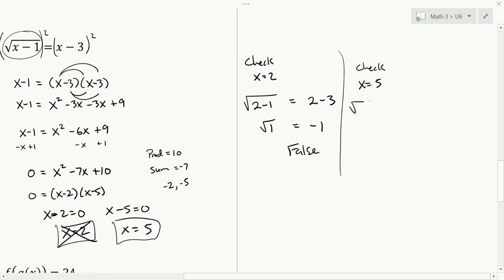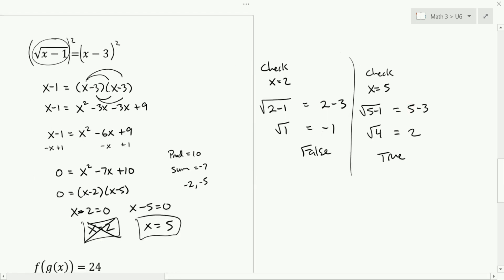Here we end up with the square root of 5 minus 1 is equal to 5 minus 3, or the square root of 4 is equal to 2. True or false? True, we get to keep that one. Okay. So if you said x equals 5 is the answer, you're right. Questions?